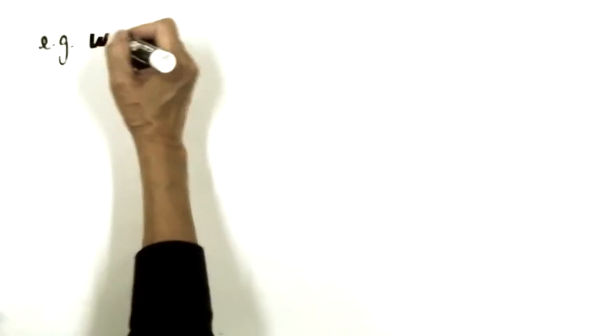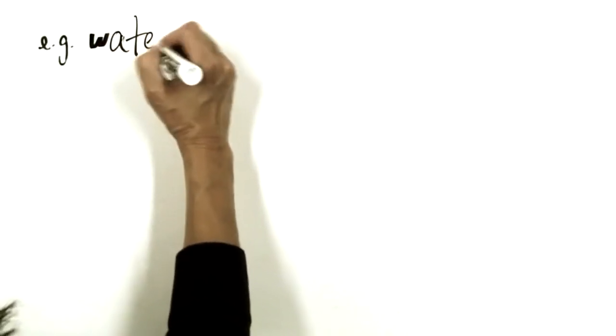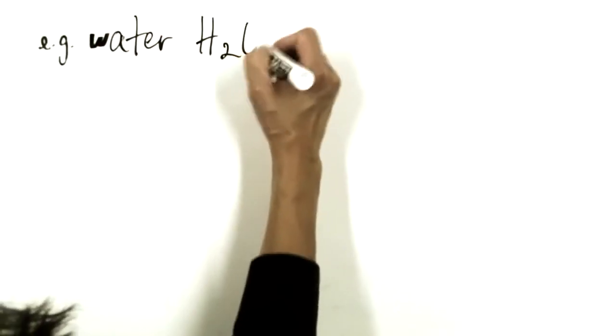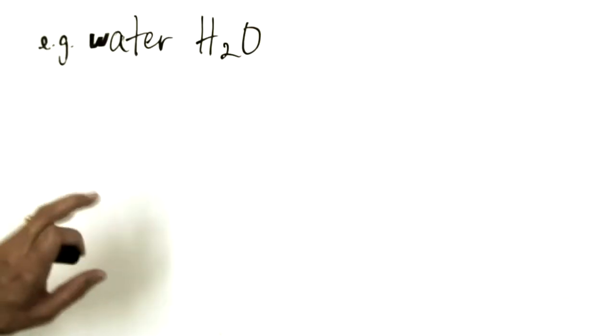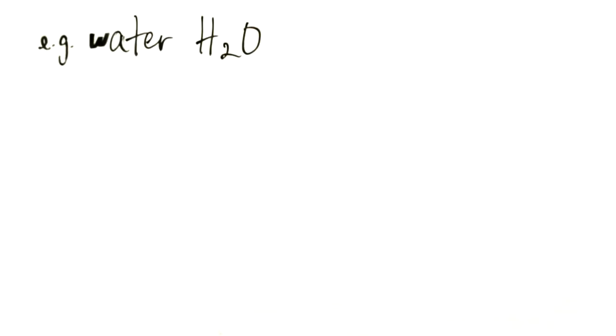Okay, this time let us look at water. So, what is the formula of water? You know that water has the formula H2O. That means you have 2 hydrogen atoms for each oxygen atom.